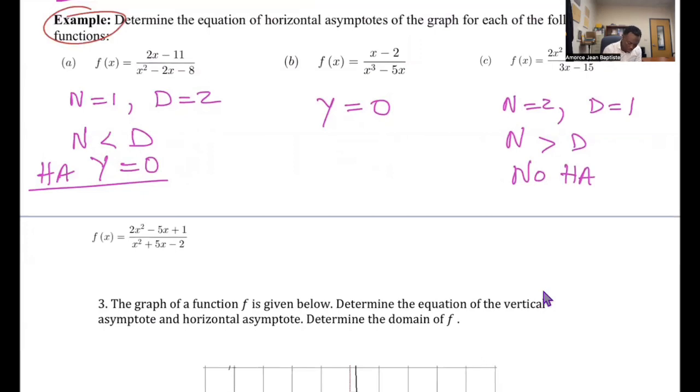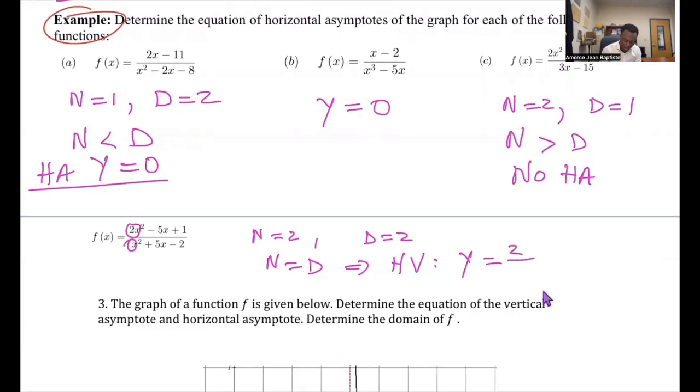So because n equals 2, d equals 2, we have n equals d, then the horizontal asymptote will be y equals the ratio of the coefficient of the numerator, the leading coefficient of the numerator is 2 over the leading coefficient of the denominator, that's 1. So HA is 2.